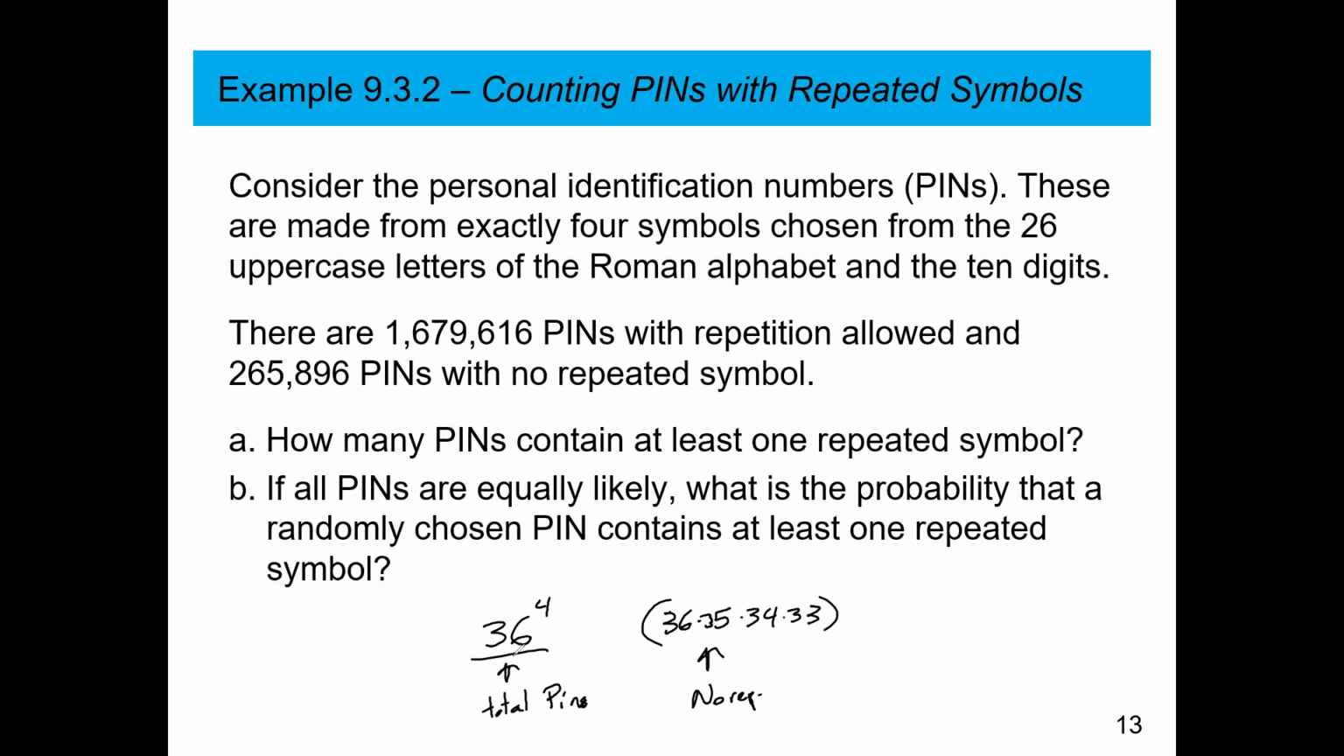So that's why I can just subtract these, and that will give me the number of things that have at least one symbol. Because if I take all the pins and then take away the ones that have no repetition, then everything else has at least one repetition, possibly two, possibly three, possibly four.